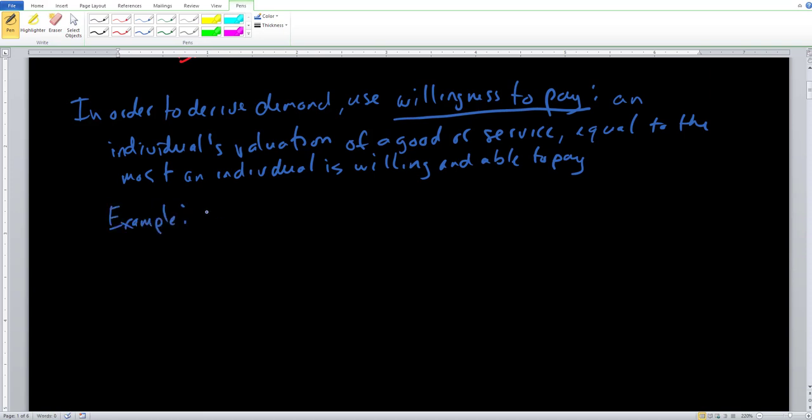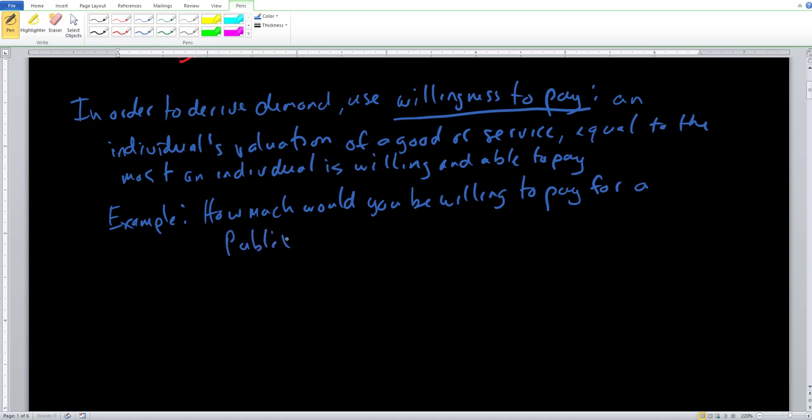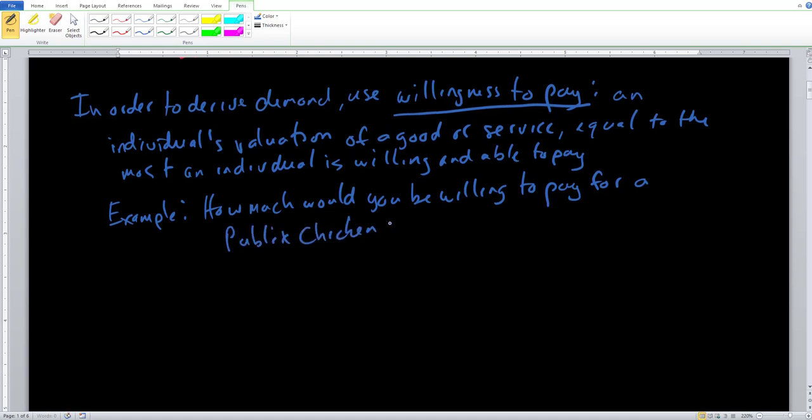So a question I can ask you is, how much would you be willing to pay for a particular good? Let's give you a specific good, say a Publix chicken tender sub. I could always go for a Publix chicken tender sub. We want to derive our demand curve using this example, and let's assume that we only have two people within this particular market. So a two-person market.